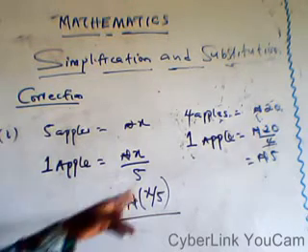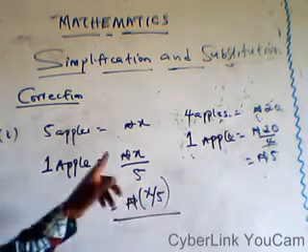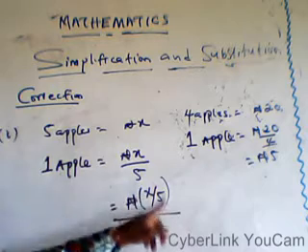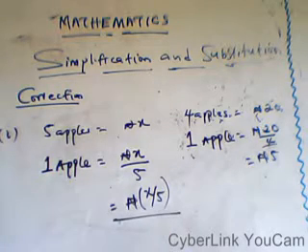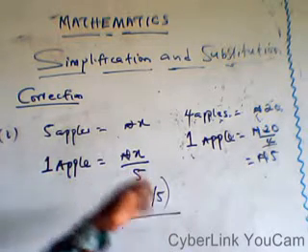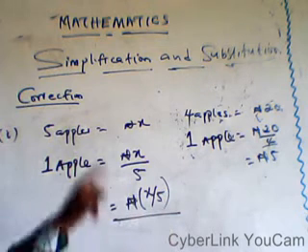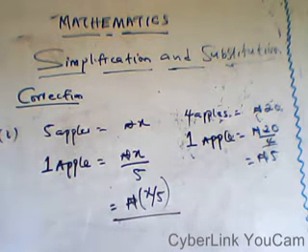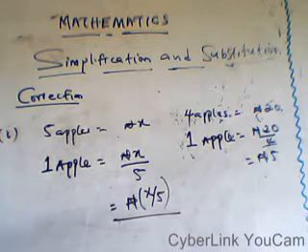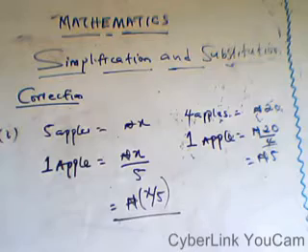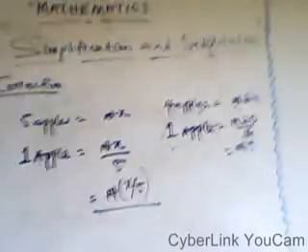If X is 20 naira, then the cost of 1 will be 20 divided by 5, and that is 4 naira. If X is 100 naira, we are going to have 100 naira divided by 5, which is 20 naira. That is what we are going to have, depending on the value of X. So we are going to the second question now.